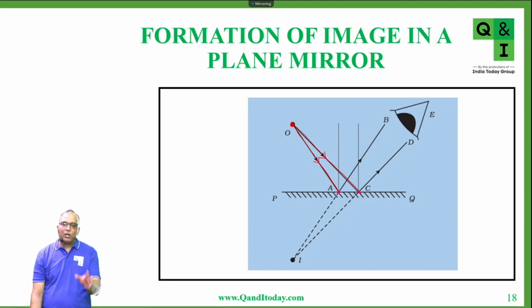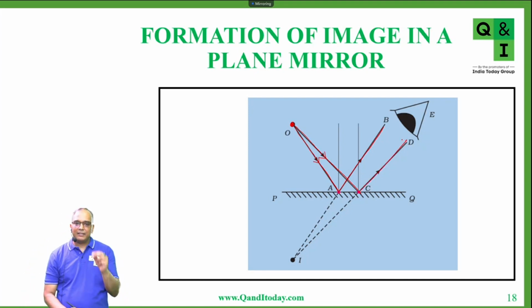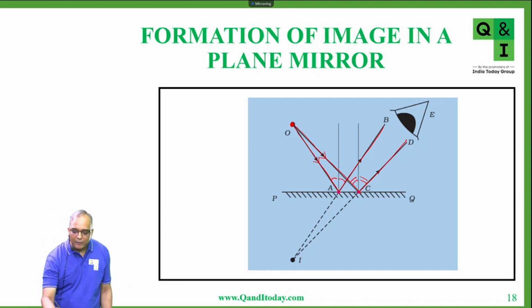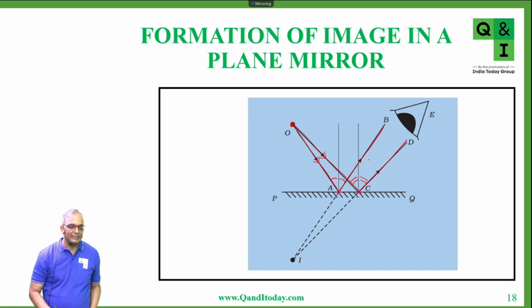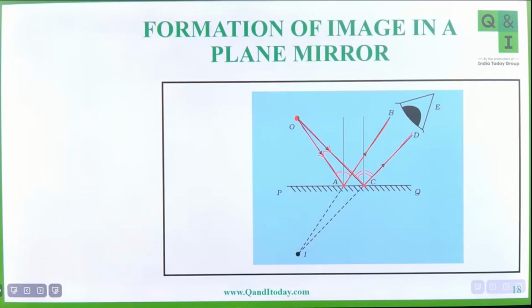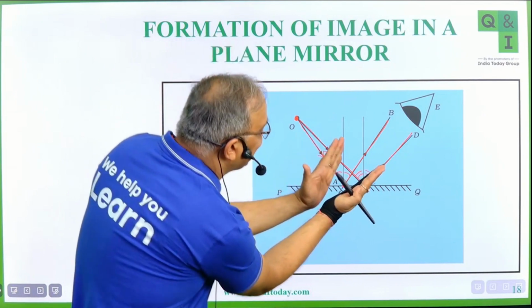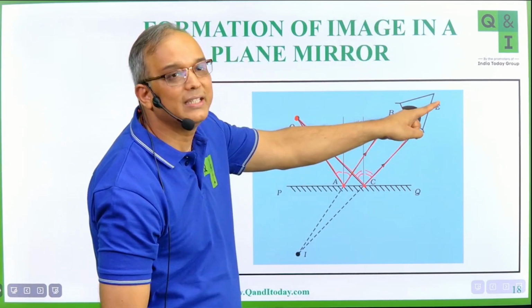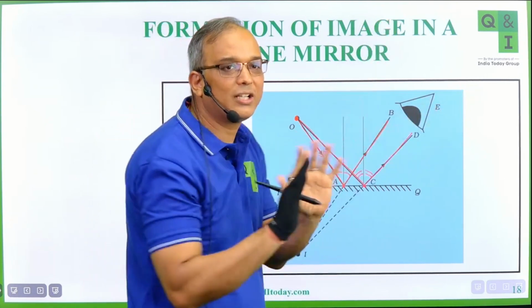Now, after reflection, this incident light ray will get reflected by following the law of reflection. So angle of incidence is equal to angle of reflection. Similarly, here also angle of incidence is equal to angle of reflection. Now, can you see that these two light rays after reflection are actually diverging? This is going in this direction, this is going in this direction. They are diverging. They are not converging.